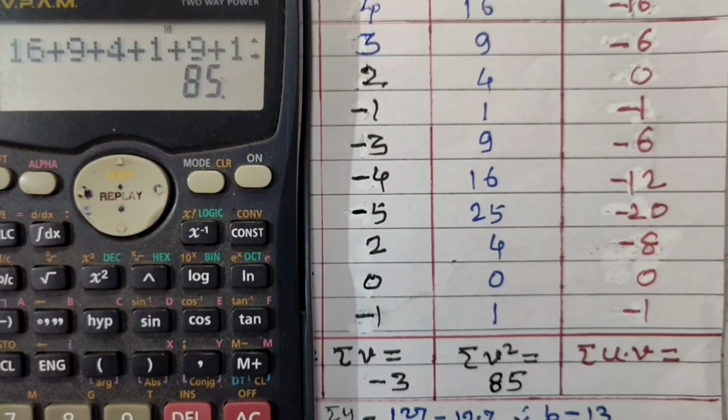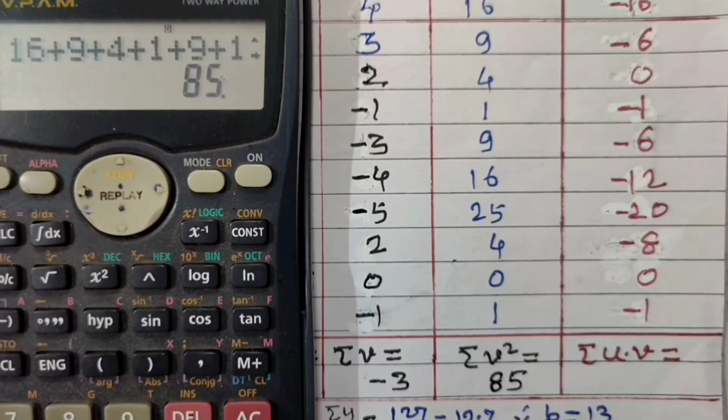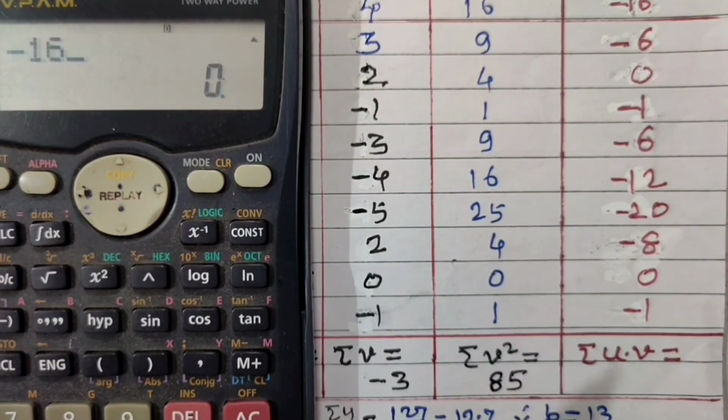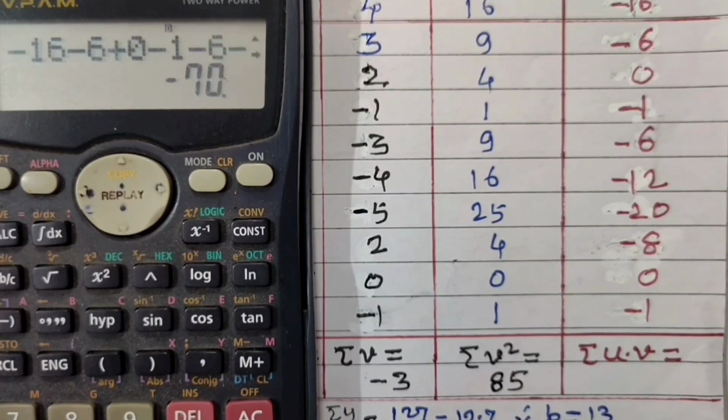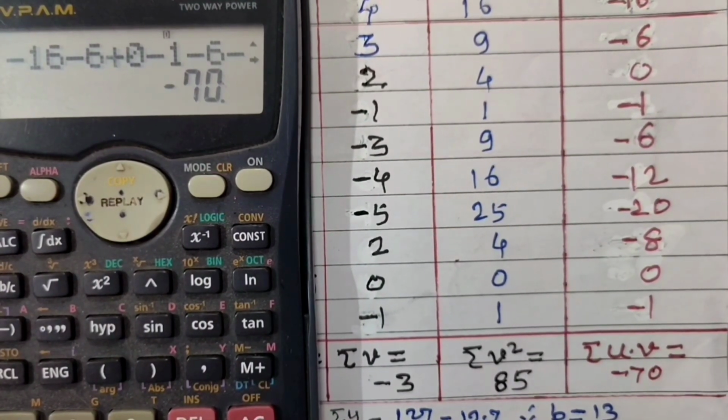And then the summation of all values of the UV column. Minus 16 minus 6 plus 0 minus 1 minus 6 minus 12 minus 20 minus 8 plus 0 minus 1, and this is equal to minus 70. Let us put all these values in the formula for the coefficient of correlation.